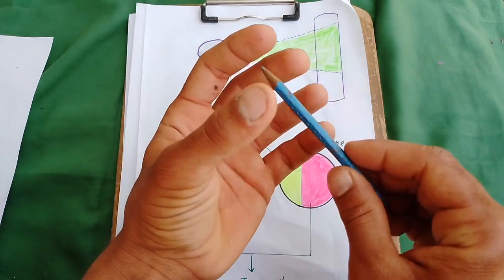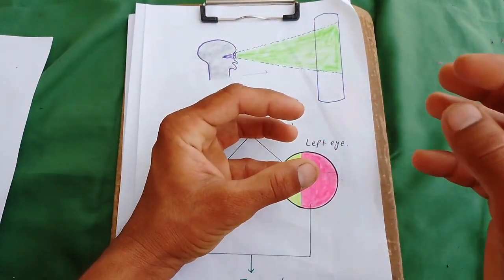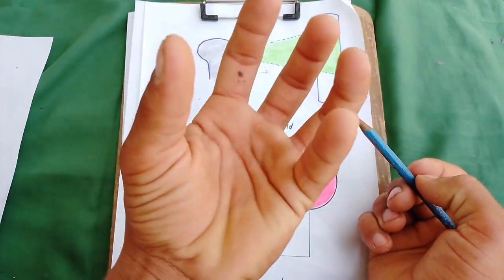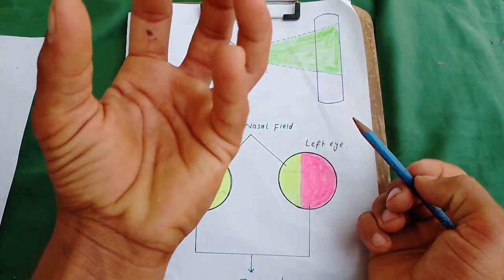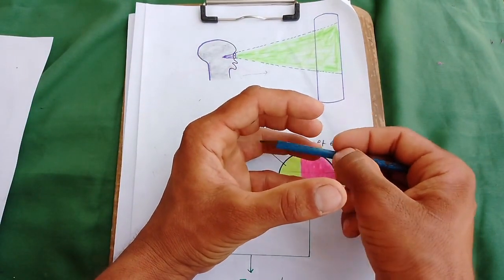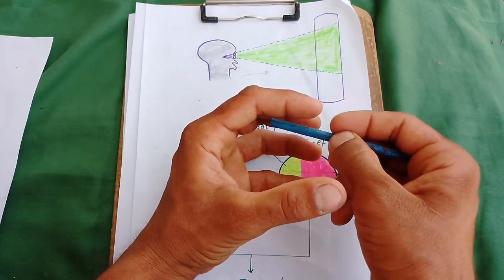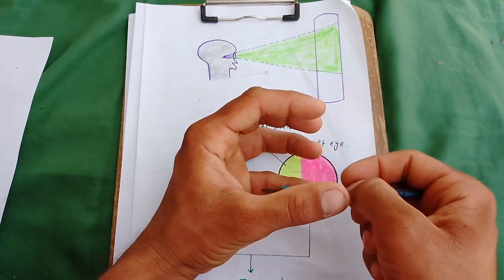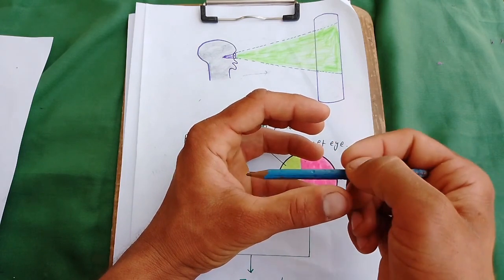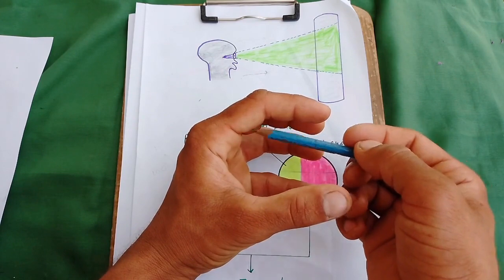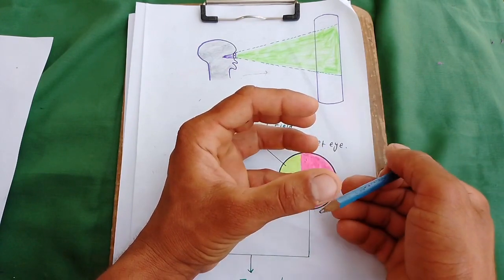When the light enters the eye through the cornea, the light strikes the retina inside the eye. Striking this area is called the nasal semi part of the retina. Striking this area, the temporal semi part of the retina. Striking the upper area, the upper semi part of the retina, and the lower semi part of the retina. Okay.